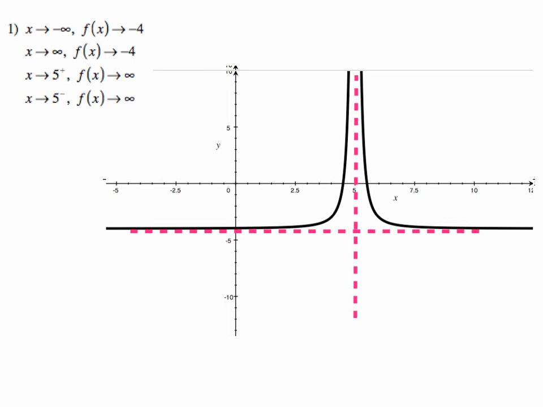Once you have a possible equation drawn in, go back and double check: do the end behaviors of the function you just drew match the ones that are listed? In this case they do. So what function has this shape and how has it been transformed? Well, it has been shifted over to the right 5 and down 4, and the function is 1 over x squared, the parent function, shifted over to the right 5 and down 4. Okay, let's try the next one.